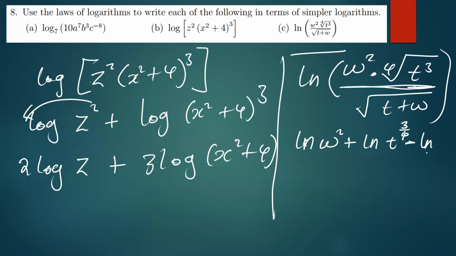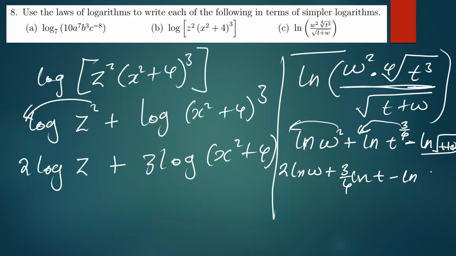Then we have ln square root of t plus w. So from there, we can drop down the 2 there. So we have 2 ln omega, then plus this 3 over 4 can also drop down there. So we have 3 over 4 ln t. And then this one can also be written as minus ln (t plus w) to the power half. So the square root of anything is just the same as that thing to the power half.